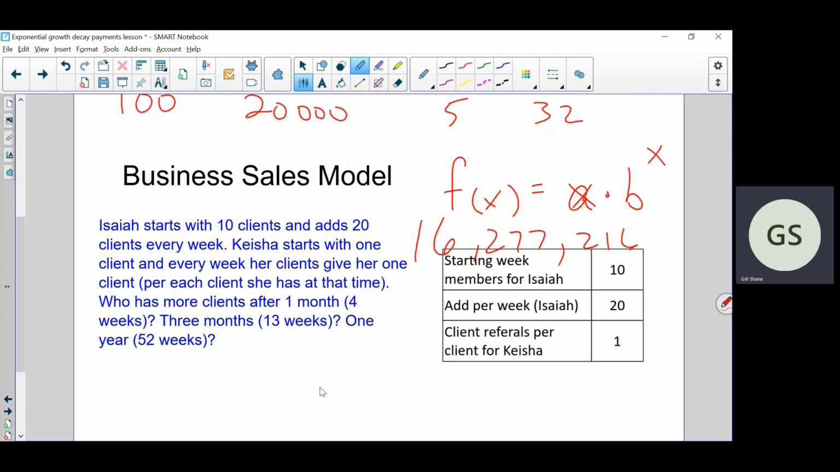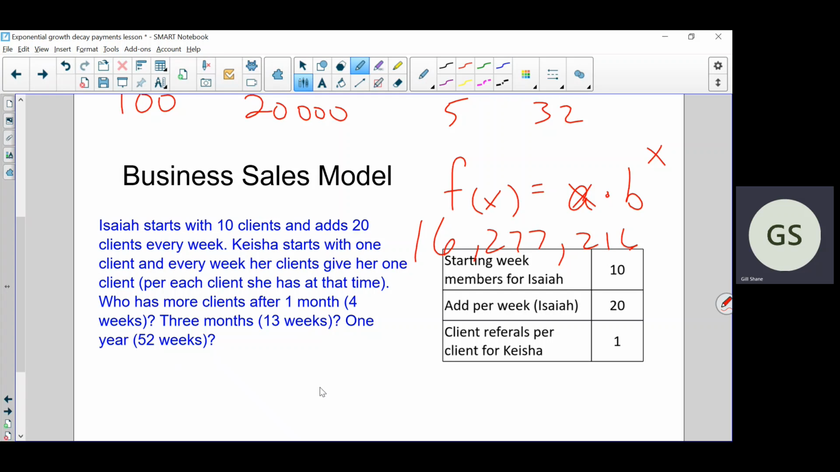Keisha's going to start with one client. That's it. But every week after the first week, her clients are going to give her one client each. So basically she's doubling her client base. If she starts with 1, next week she'll have 2. If she has 2, next week she'll have 4, because each one of those is giving her 1, so she'll get 2 more. So she's doubling, kind of like we just did with the virus.